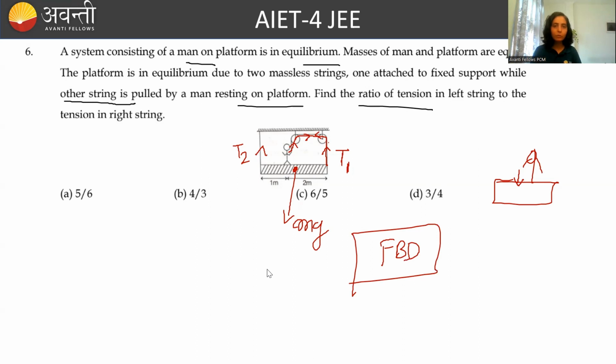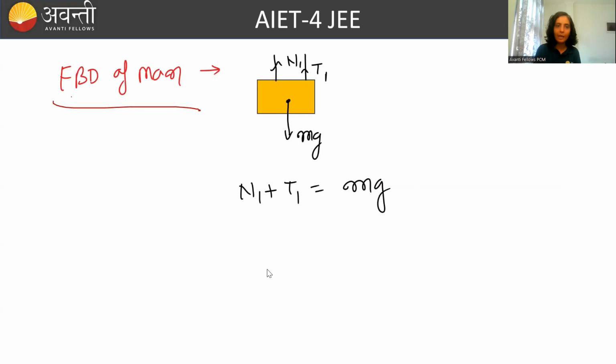ठीक है, तो चलो, क्योंकि हमें टेंशन निकालने हैं, we need to write FBD, we need to write equation. Since this is an equilibrium, equilibrium means net force acting will be zero both on platform and the person, and also net torque acting will be zero both on platform and the person, because they are in equilibrium. ठीक है, तो चलो एक एक करके लिखते हैं. सबसे पहले मैंने पर्सन का लिया, यहाँ पे मैंने लिख दिया ऑलरेडी, because drawing the diagram is a hell lot of task for me actually. That is why I've got it done already.